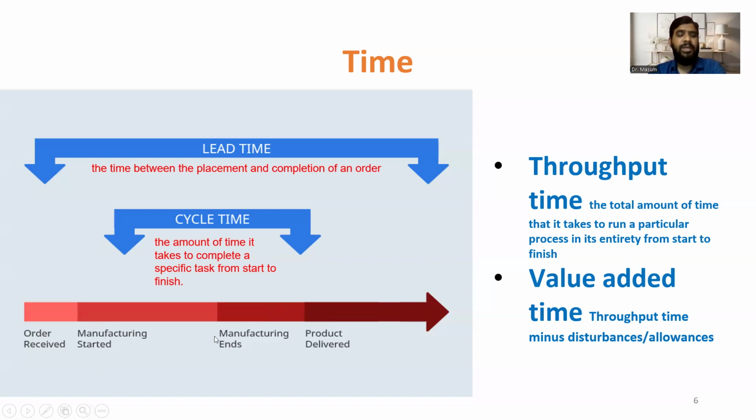Start of production, finish of the production. This time is known as the throughput time. This throughput time is important in operations management to know the process velocity, and how to calculate process velocity from manufacturing start to manufacturing end.